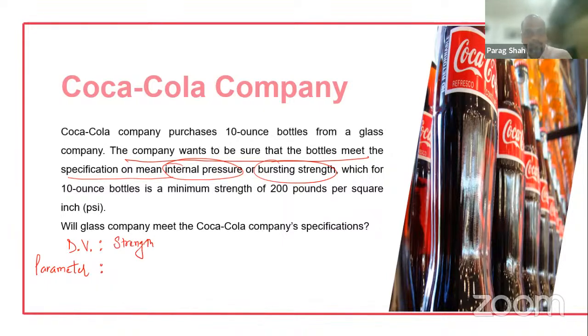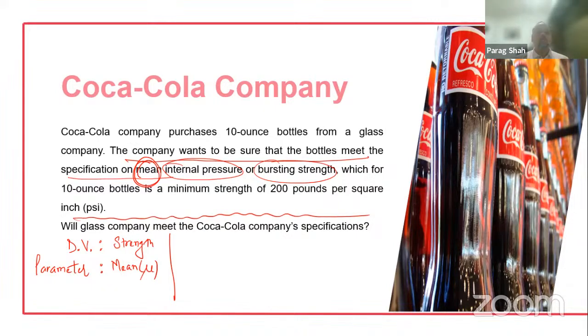You all agree? Okay. What is the parameter they are talking about? The parameter they are talking about is mean, that is average. So parameter is mean. First is this step. Now, what is the problem? The question asked is, will the glass company meet Coca-Cola's specification? What was the specification by the company? Coca-Cola company had this specification that the bottle should have a minimum strength of 200 pounds. Minimum.